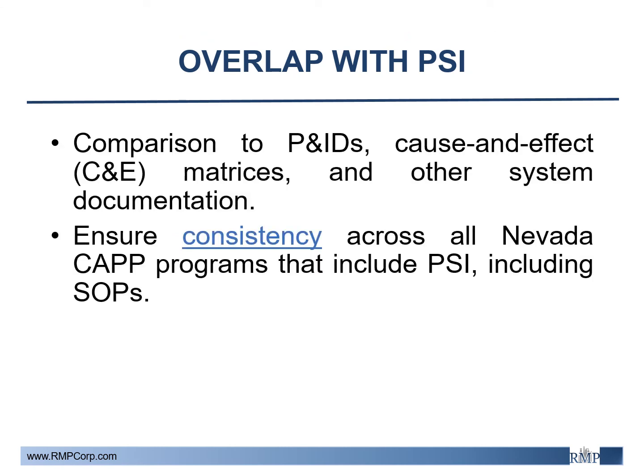The biggest concern in regards to PSI is ensuring that the information provided in SOPs is accurate and consistent with P&IDs and other PSI documentation. This is looked at across all Nevada CAPP program elements and warrants a review against PSI during development of any documentation, including SOPs.